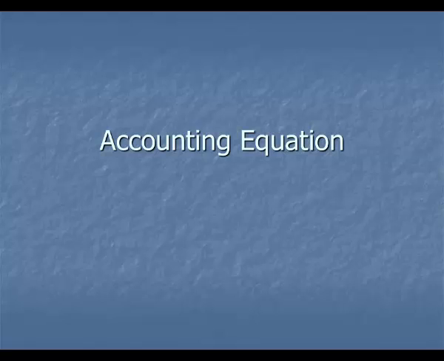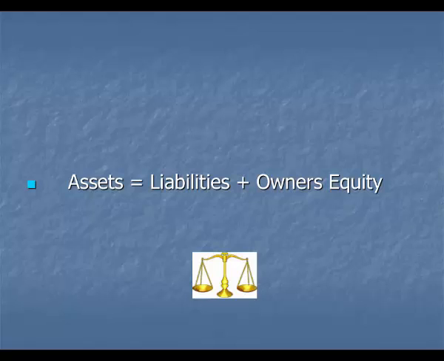The accounting equation is really the whole basis of your accounting education, and it's important to get a firm understanding of it right from the start. The accounting equation is this: assets equals liabilities plus owner's equity. The assets must equal those liabilities plus owner's equity in order for your accounting equation to be in balance.